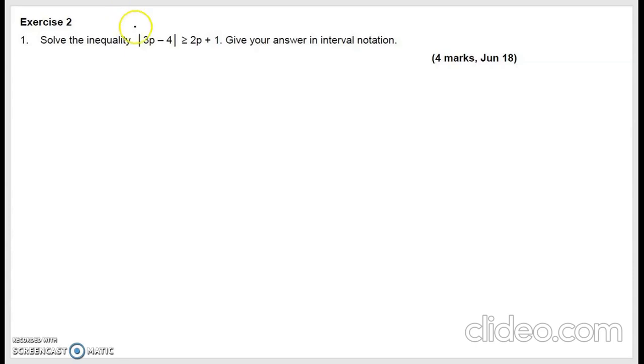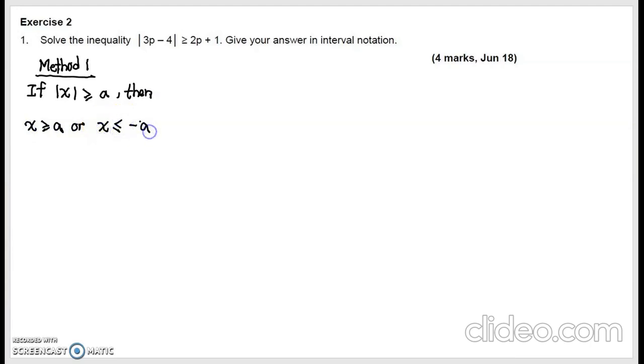So as you all know, this is absolute value inequalities. Actually we have two methods to solve this question. I will show you both methods. Let's start with method 1. For method 1, if modulus of x is greater or equals to a, then x is greater or equals to positive a, or x is less than or equals to negative a. We will use this concept in this question.